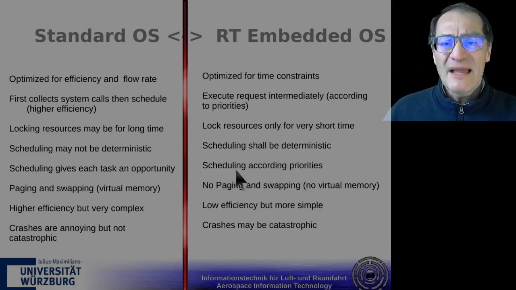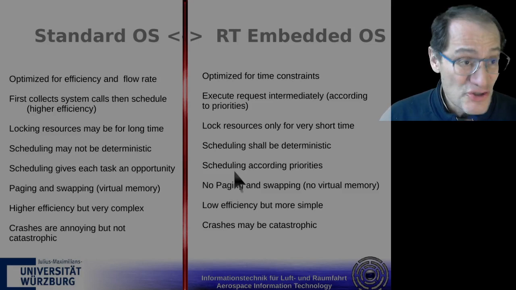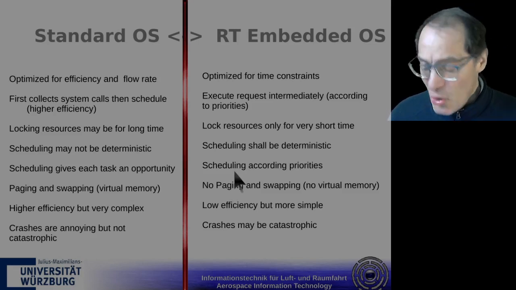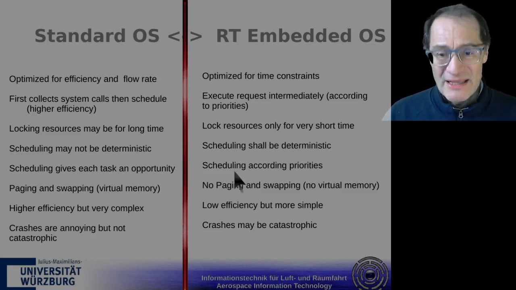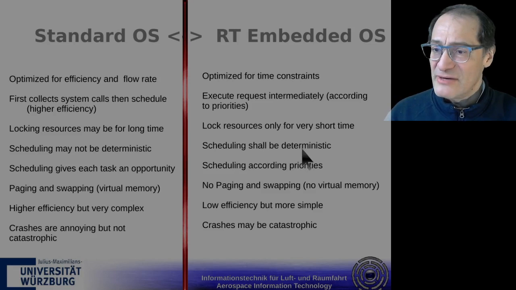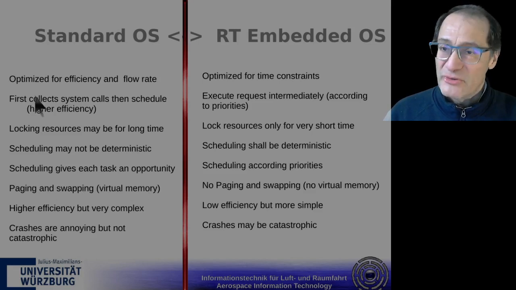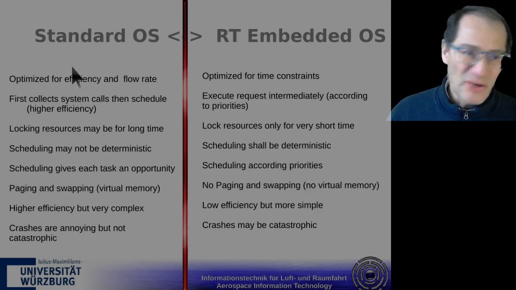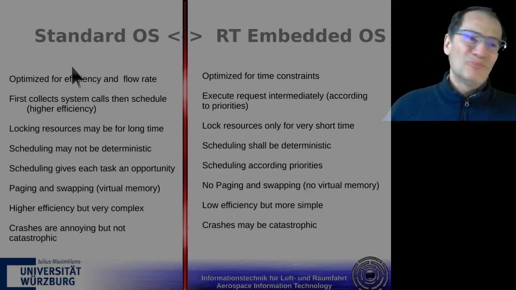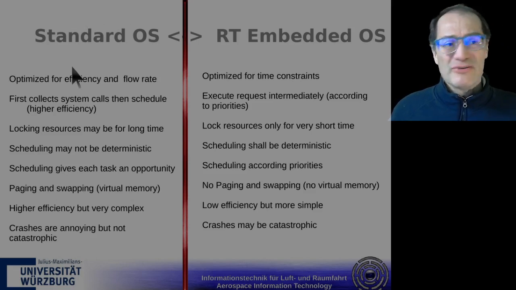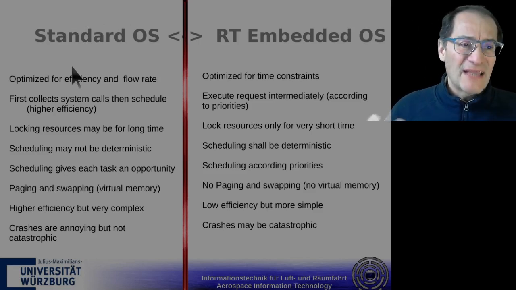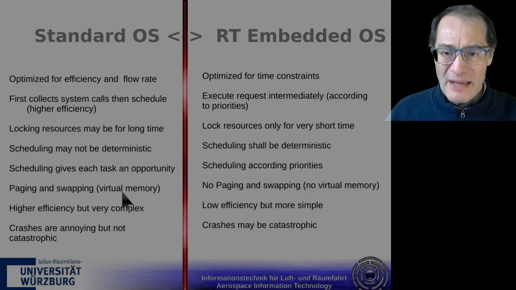But for real-time operating system, the scheduling shall be deterministic. We shall know when will be executed what. And in this case, we can have time points or something like priorities. So the scheduling has to be deterministic. Okay, and then we have the scheduling gives every task an opportunity in real-time operating system. So every task which is waiting shall get the CPU. If we don't say this is more important or less important, every task shall be executed at any time point.